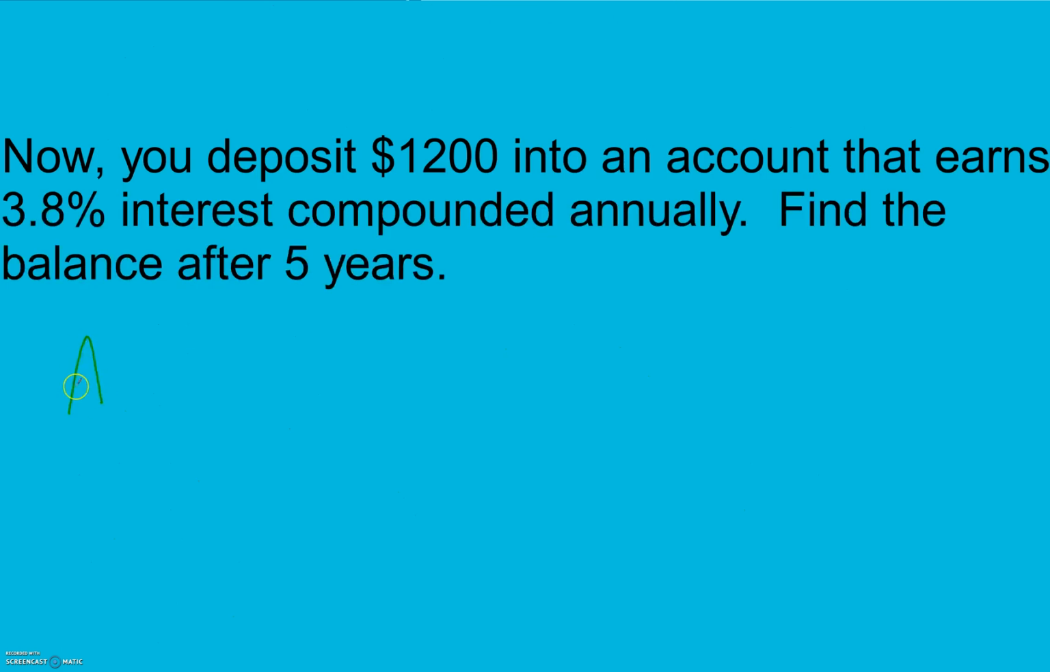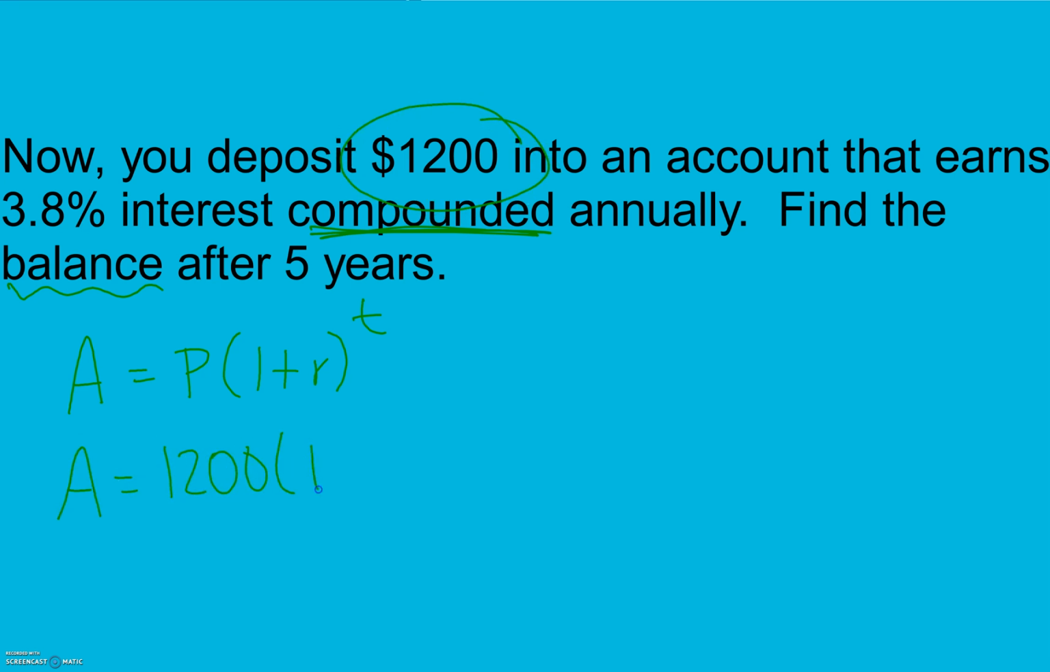Now, you deposit $1,200 into an account that earns 3.8% interest compounded annually. And since it's compounded, we use this formula. Find the balance after 5 years. Our initial amount is our principal. Our rate we put in as a decimal, so we move it 2 places. And our time is 5 years. Again, remember, this is an exponent, not multiplication.